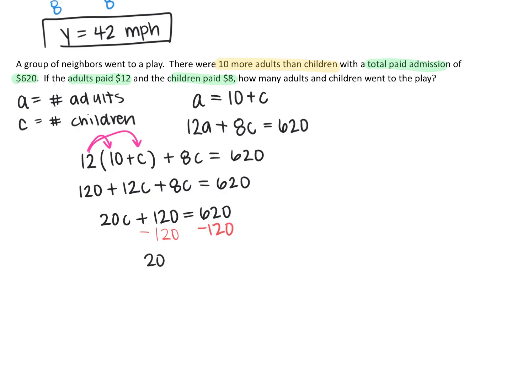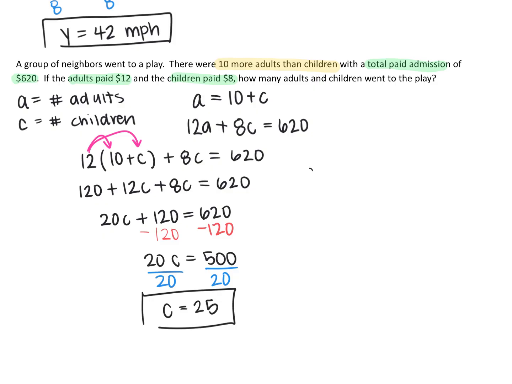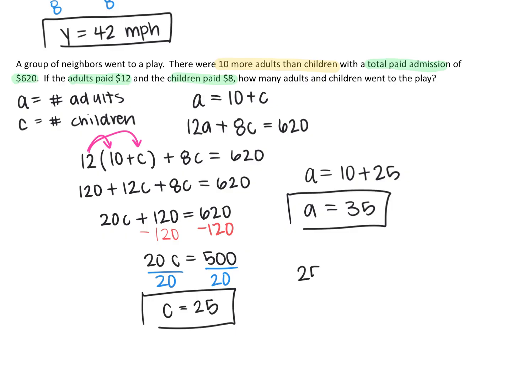We get 20c equals 500. Divide by 20, and c equals 25. And when I'm choosing which equation to plug that into, obviously the first one where a equals 10 plus c, so 10 plus 25, so a equals 35. I want to write that as a short sentence. I would have that there are 25 children and 35 adults.